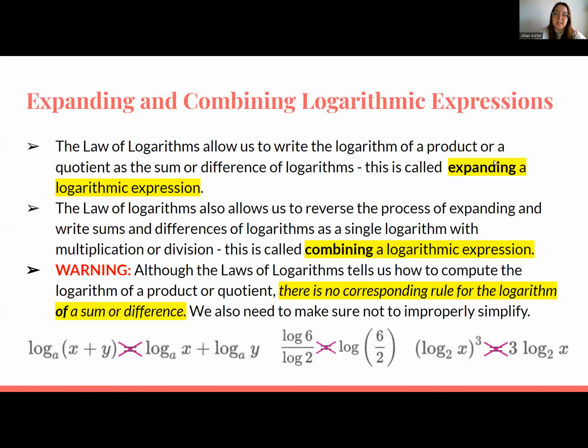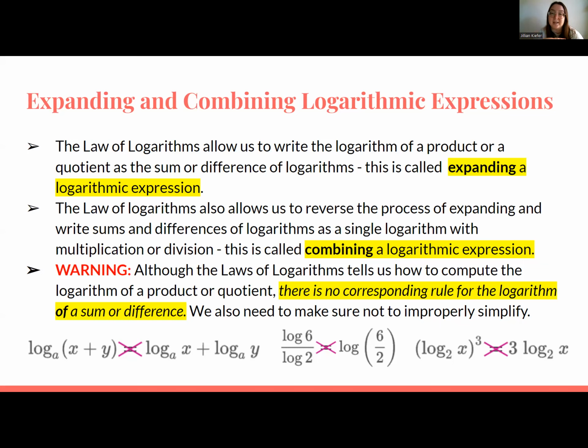So moving on to expanding and combining logarithmic expressions. The law of logarithms allows us to write the logarithm of a product or a quotient as the sum or the difference of logarithms. And this is the expanding of a logarithmic expression. Essentially, taking something that is one logarithmic term and making it bigger is expanding. So taking that multiplication or division and turning it into addition or subtraction is expanding a logarithmic expression. This also includes taking an exponent and making it into a coefficient as well.